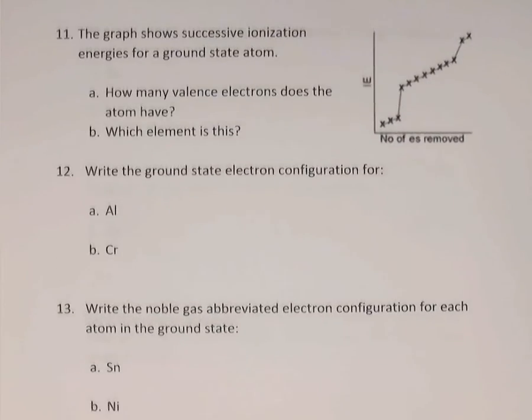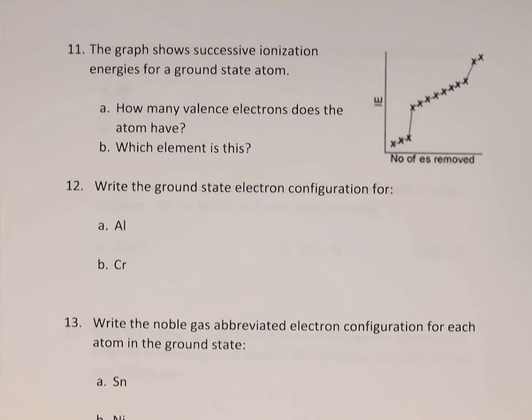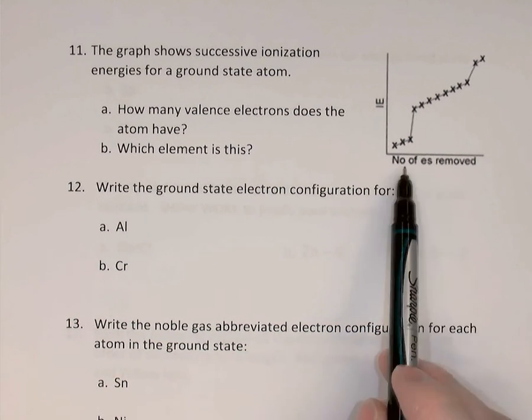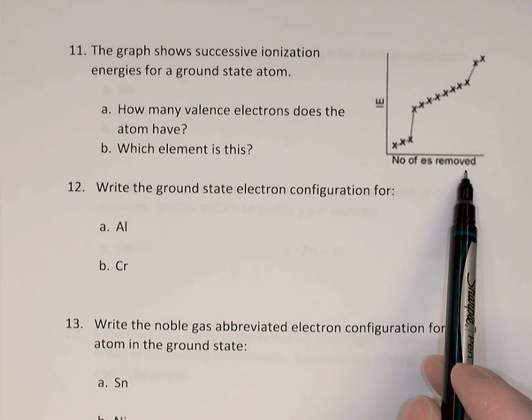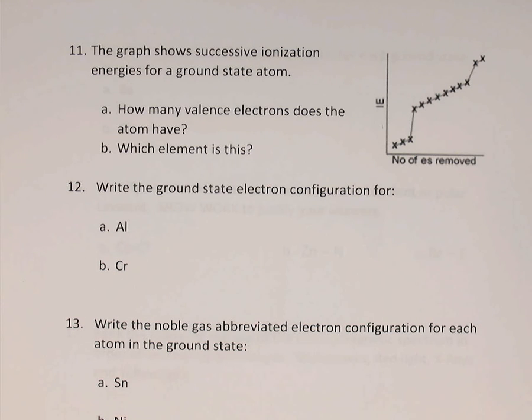Now, in addition to the first ionization energies, we also discussed successive ionization energies. Here we're looking at the first, the second, the third, the fourth, etc., until you've removed all of the electrons from an atom. So see if you can look at this graph, which shows number of electrons removed on the x-axis versus ionization energies on the y-axis. How many valence electrons does that atom have, and which element would it be?